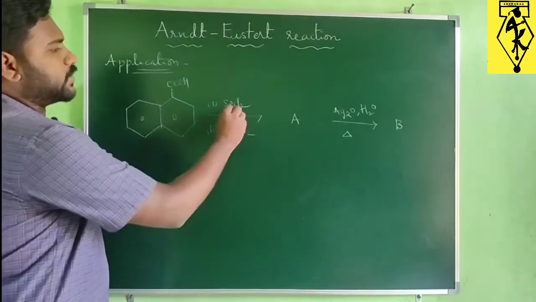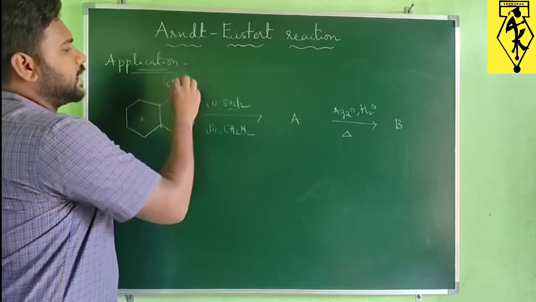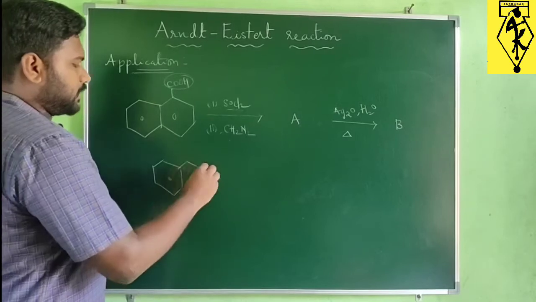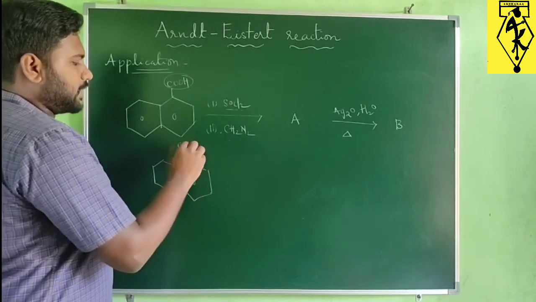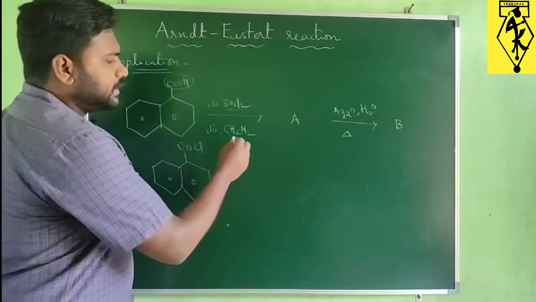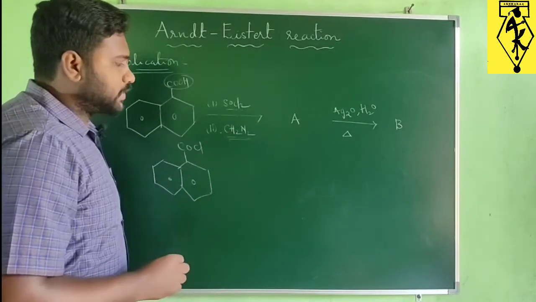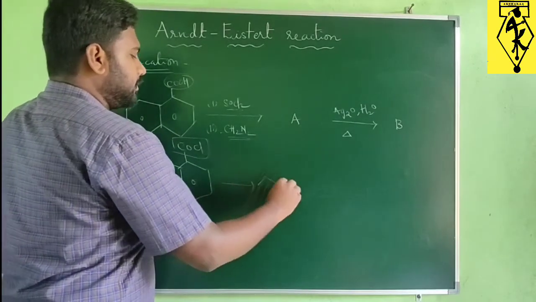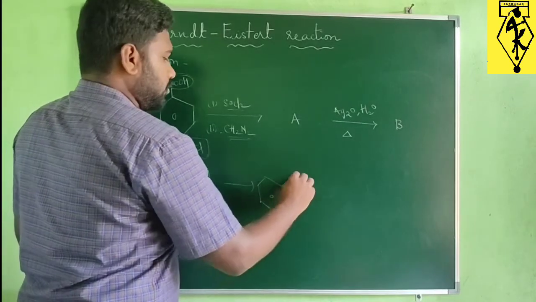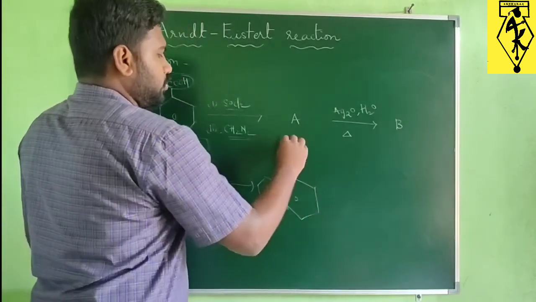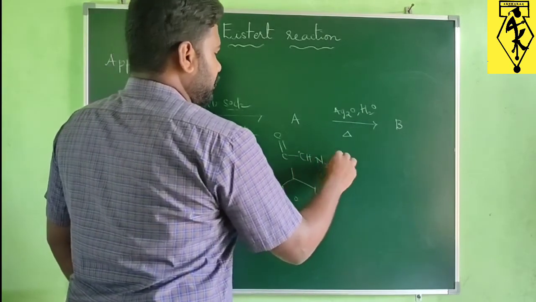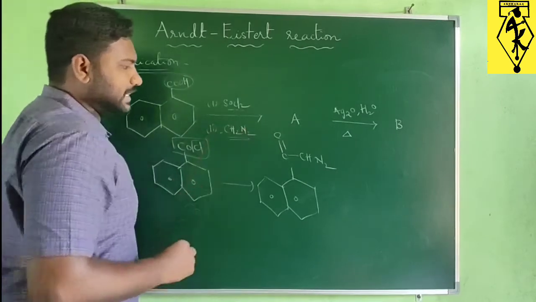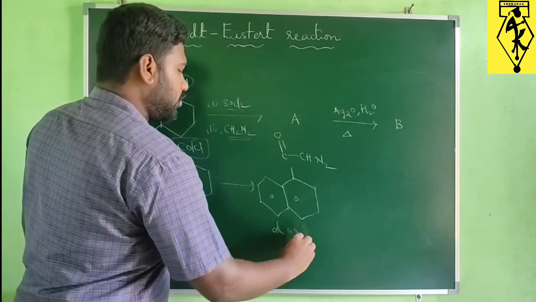So how to write product here? SOCl2 will convert this acid to COCl. So first it will convert that carboxylic acid group into COCl. Next, this excess of CH2N2 will make this group as diazoketone. Just simple. We can eliminate this Cl and one hydrogen from this CH2 group. We'll get this diazoketone.